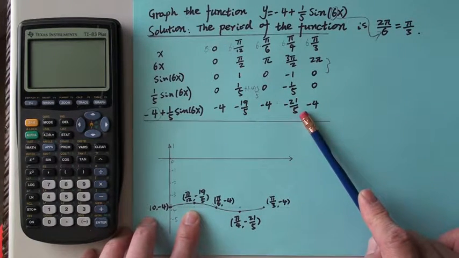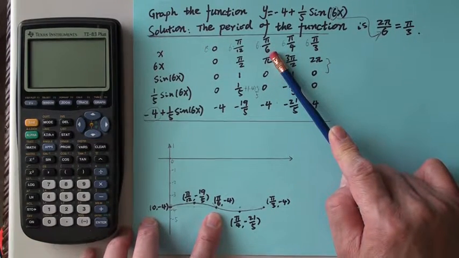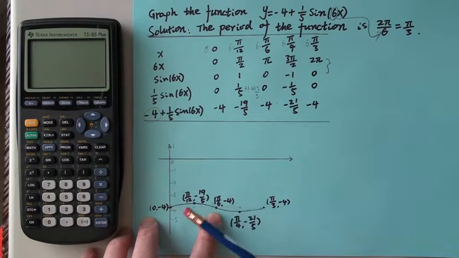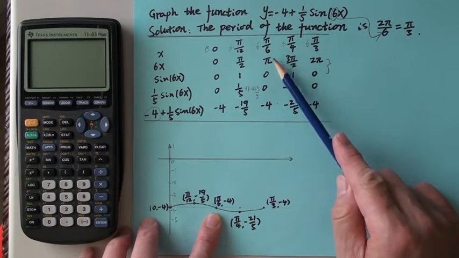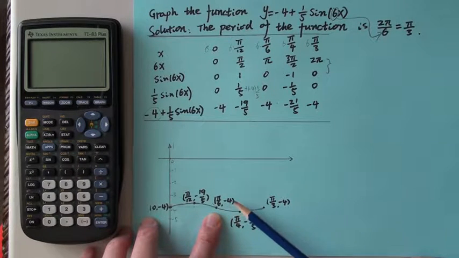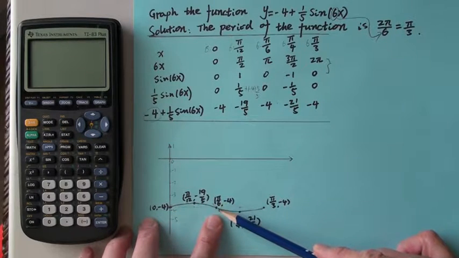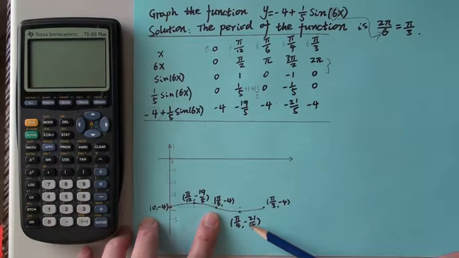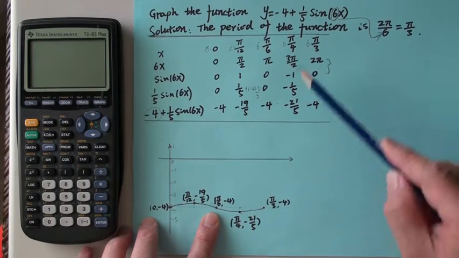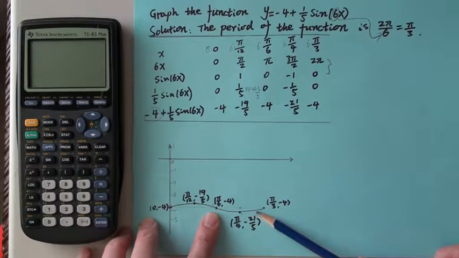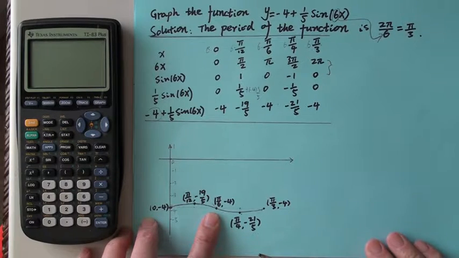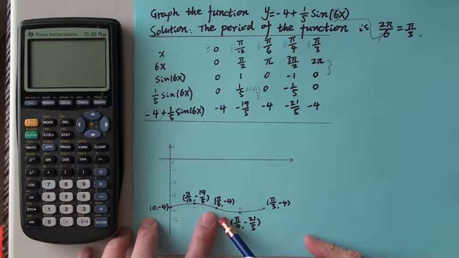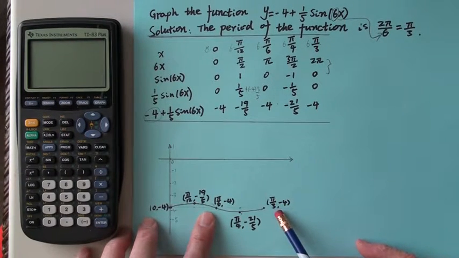Now, when x equals pi over 6, y is negative 4. It comes back from negative 4, goes up to the highest, negative 19 over 5 at pi over 12, and then comes back down to negative 4 when x equals pi over 6. Then it goes down more, to negative 21 over 5 at this point, pi over 4. Then it goes back. When x equals pi over 3, y is negative 4. Again, the period pi over 3 is much smaller than 2 pi.